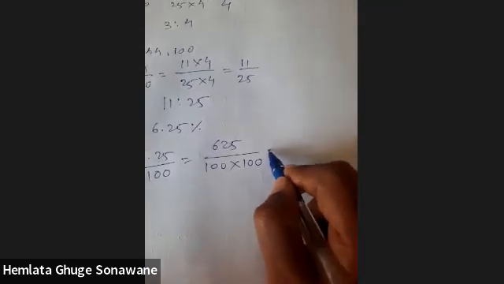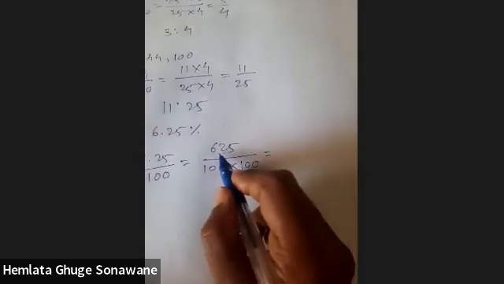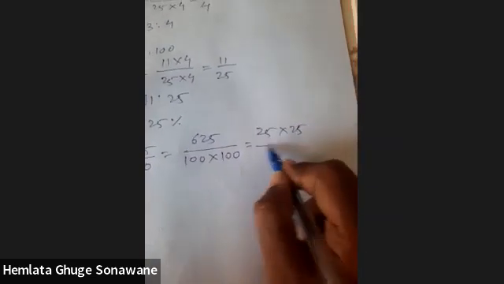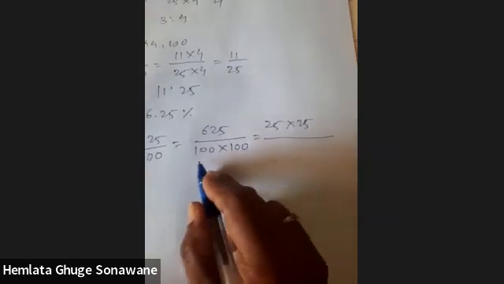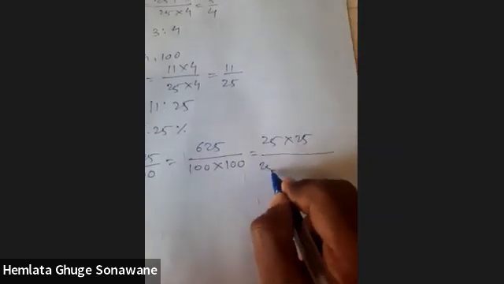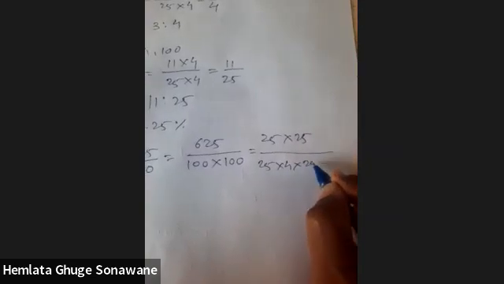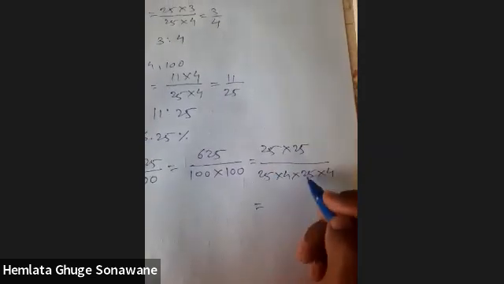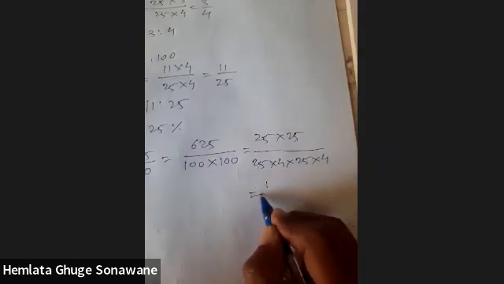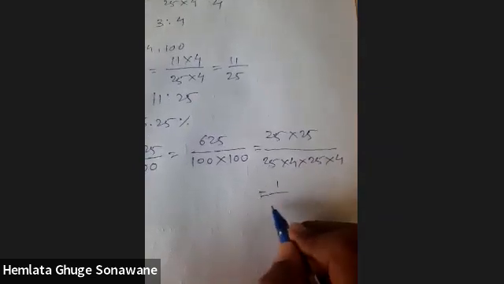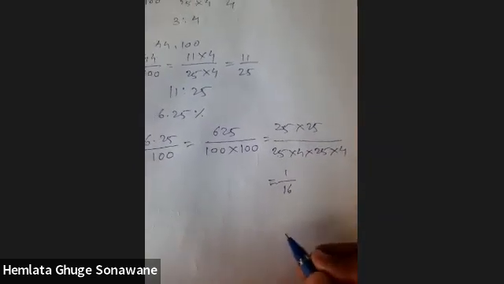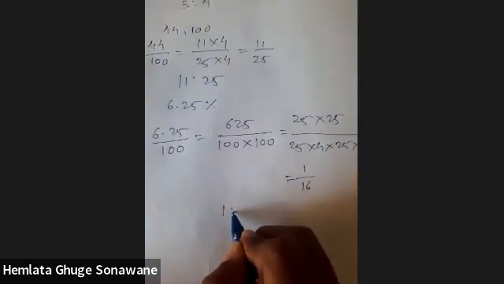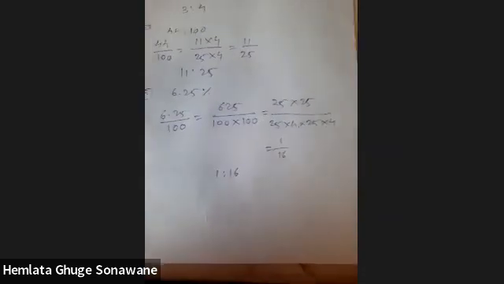Now we have to simplify this. 625 is the square of 25, so we'll write 25 into 25. To simplify 100 also, 25 fours and 25 fours. Now here 25, 25, 25, 25 get cancelled. 1 remains here and 4 fours are 16. So the reduced form of 6.25% is 1 as to 16.